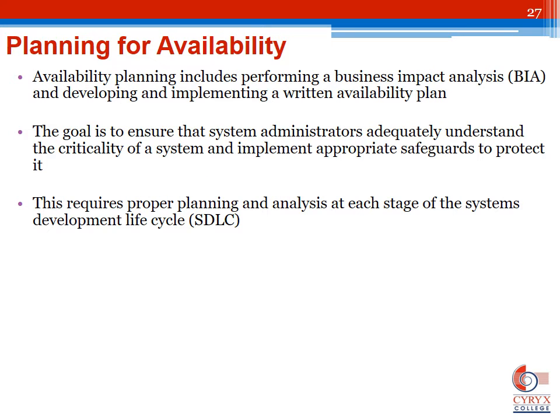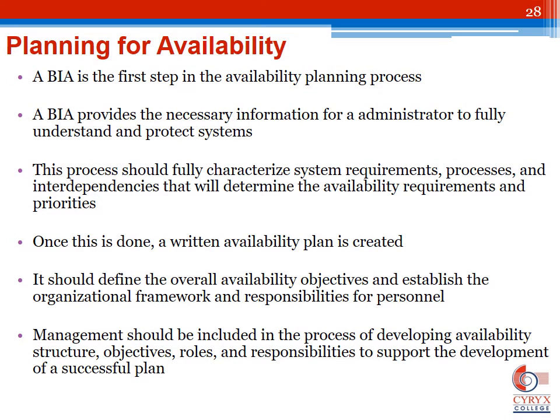And availability planning includes performing a business impact analysis and developing and implementing a written availability plan. The goal is to ensure that system administrators adequately understand the criticality of the system, and this requires proper planning and analysis of the system development lifecycle. Okay, so the BIA, business impact analysis, is the first step in the planning process. The BIA provides necessary information for administrators to fully understand what systems we need to protect. The process should also categorize system requirements, processes, and their interdependence. Management should also be included in the development process.